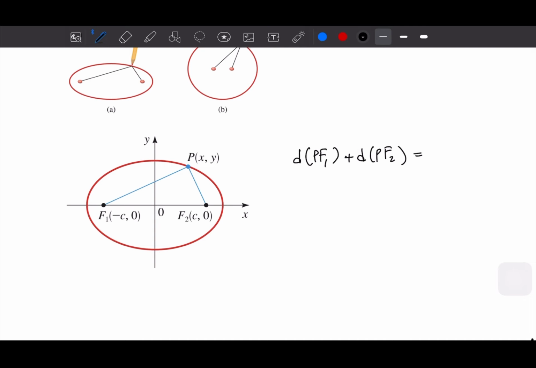Okay, to make the formulations make more sense, let me write the constant as 2a. Well, you can write it with just a, but to finish off the calculations, it will be better to use 2a. Okay, we will see how. Now we can take PF1 and PF2, looking at this distance here, and take c as the distance from F to 0.